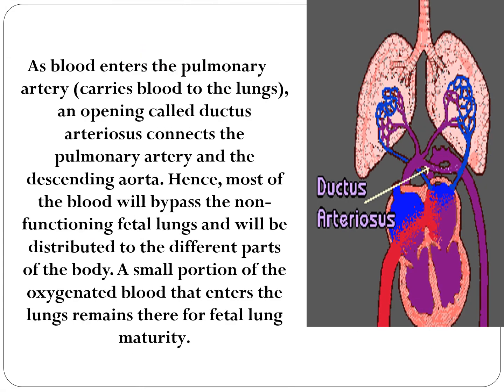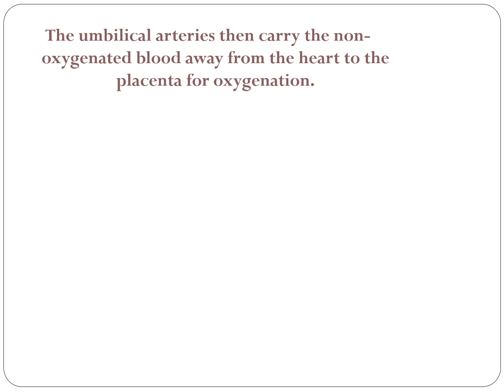The blood enters the pulmonary arteries, carries the blood to the lungs, and also called the ductus arteriosus, connect the pulmonary artery and the descending aorta. Most of the blood will bypass the non-functioning fetal heart or fetal lung. So, yung fetal lung, nagpa-function yung heart mo, pero yung fetal lung mo, lalagyan lang siya ng blood and will distribute to different parts of the body. A small portion of the oxygenated blood enters the fetal lungs, therefore, for fetal maturity. The umbilical arteries now carry the non-oxygenated blood away from the heart to the placenta for the oxygenation.